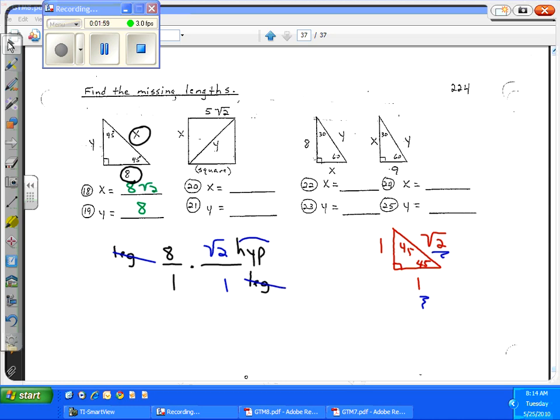So I'm losing the name leg and gaining the name hypotenuse. I then would multiply and get 8 square roots of 2. So that's the dimensional analysis approach using your scale of 1 to 1 to the square root of 2. Okay?